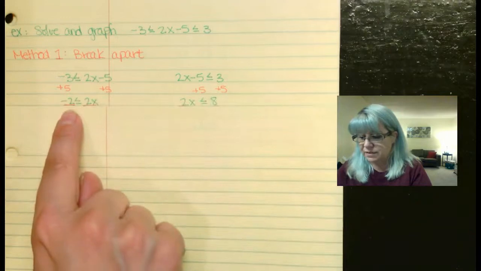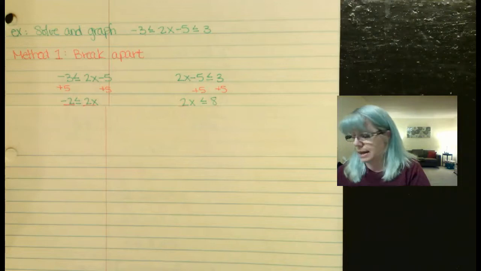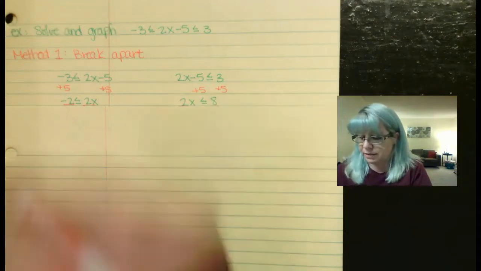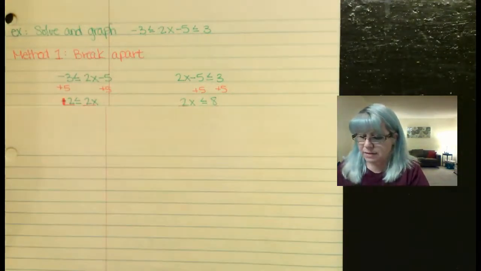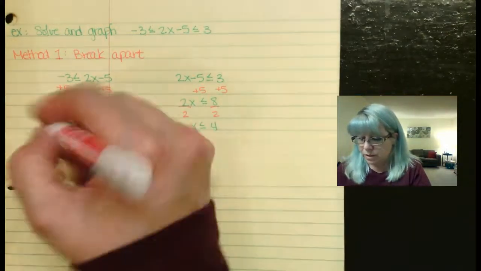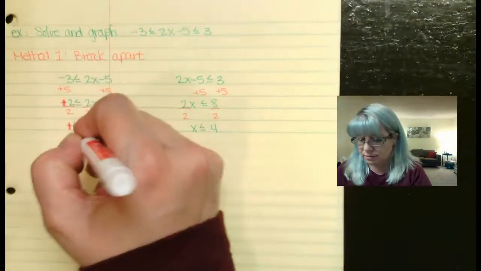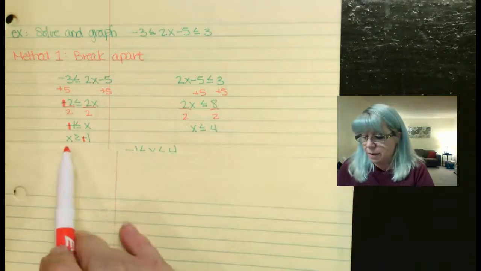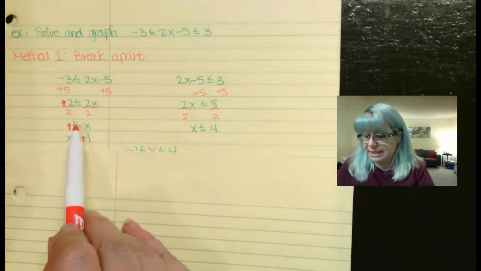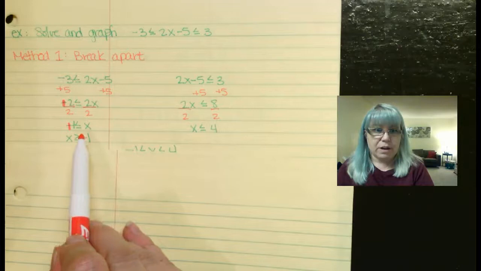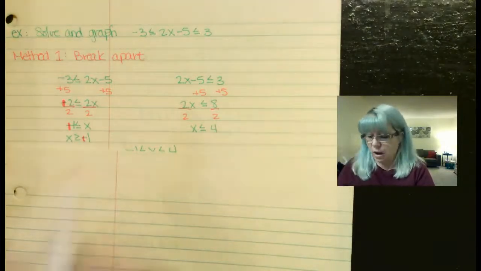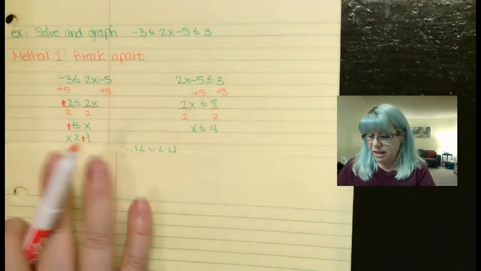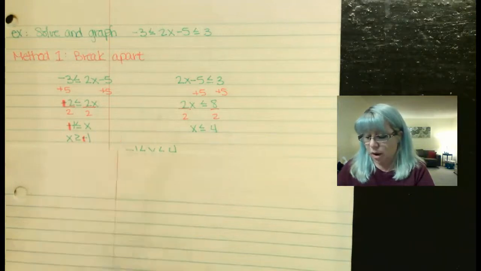All right. First one. Add 5 to both sides. Now I have -2. That should be a positive. What am I thinking? A positive 2 is less than or equal to 2x. Divide by 2. That should be a positive 1. I goofed. We won't tell anybody. Okay, so I have a positive 1 is less than or equal to x. Now if I was writing this left to right, I would just flip everything around. X is greater than or equal to 1.